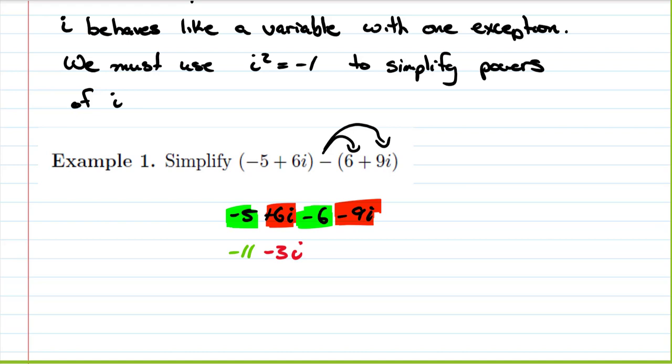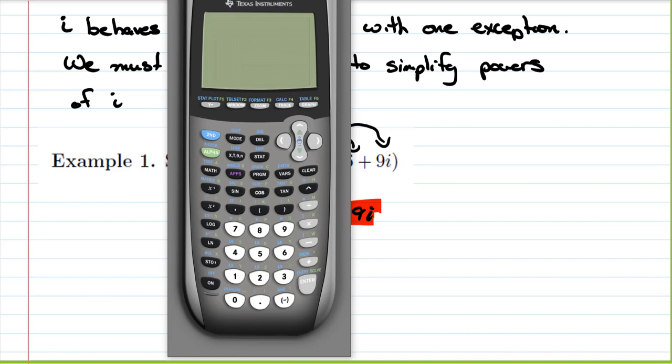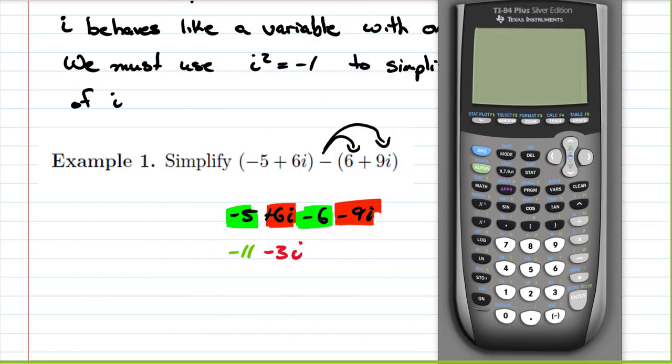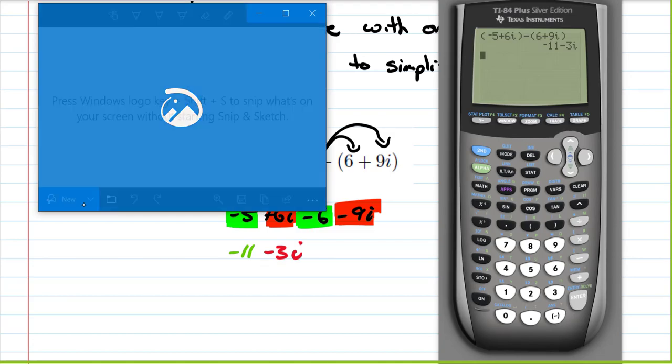So in the interest of full disclosure, this one was really easy to do by hand, but if you felt so compelled, you could type this into your calculator now that we've put this into complex mode. So I could type it in exactly how it looks. Parenthesis, negative 5 plus 6, and my i, remember, is my secondary function on my decimal point key. Close my parentheses, minus, open new parentheses, 6 plus 9i, and then I close my parentheses, and if I hit enter, my calculator gives me exactly the same thing we got by hand.